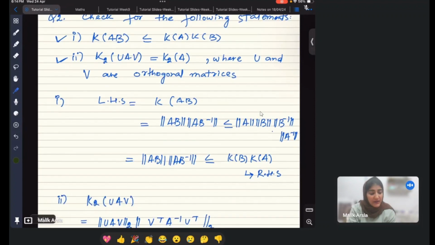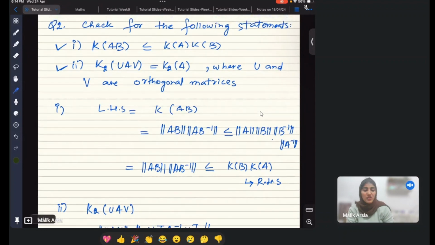And from here you can see, just by rearranging, norm of A into norm of A inverse is nothing but the condition number of A, and norm of B into norm of B inverse is nothing but the condition number of B. So it is K(A) into K(B). Order doesn't matter here because a norm is just a number, not a matrix, so order doesn't matter. So clearly you can see that we started from the right hand side and ended at the left hand side. So this statement is correct: condition number of AB is less than or equal to condition number of A into condition number of B.